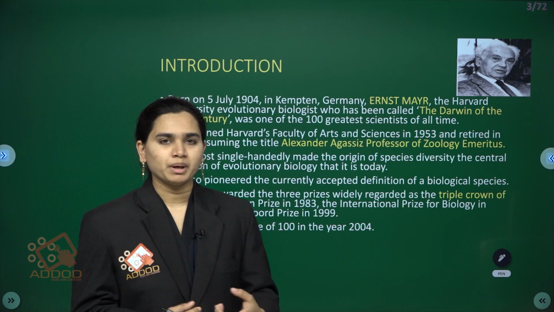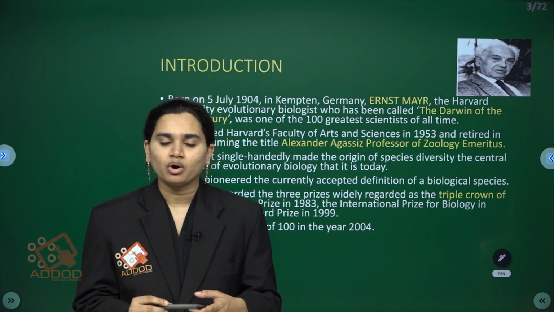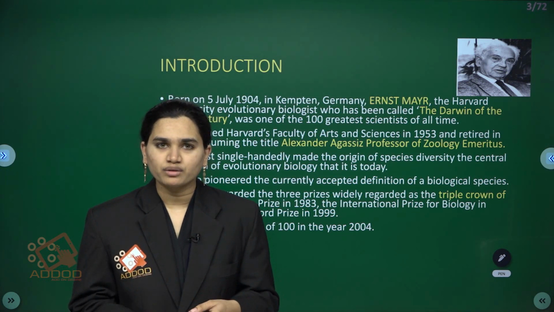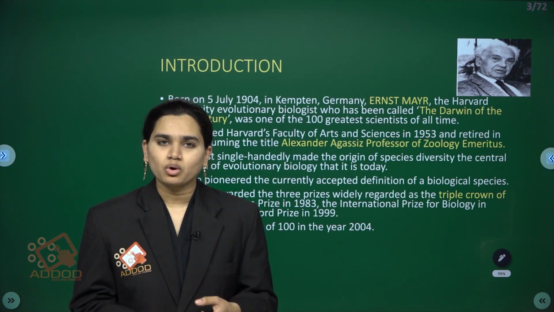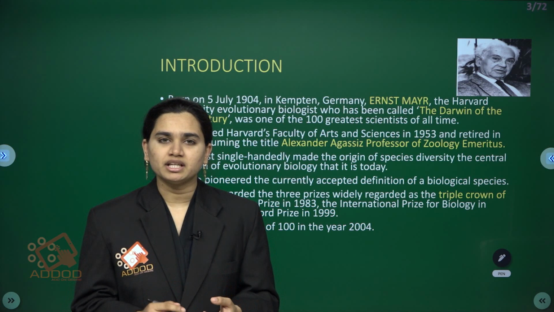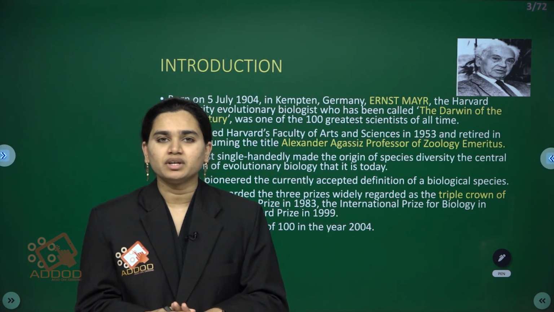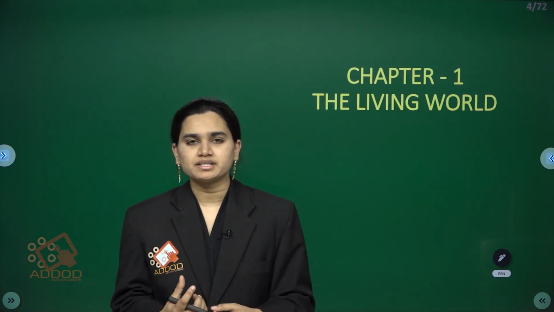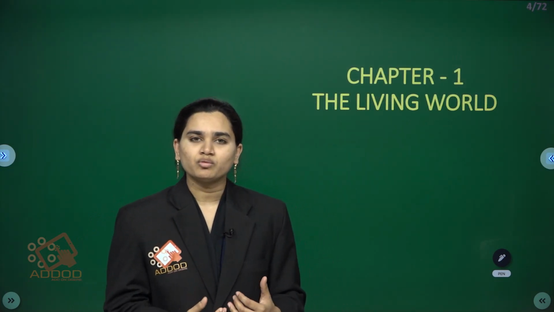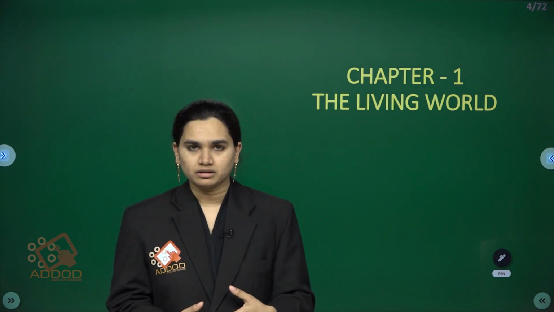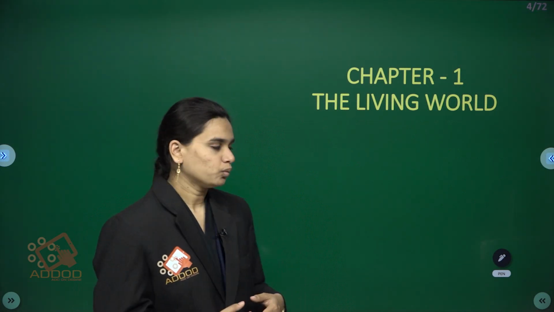So what you need to remember here is that Ernst Mayr is called the Darwin of the 20th century. He is also called the Triple Crown of Biology. And the present definition of species that we use was given by Ernst Mayr. These are the 3 contributions by him. So that was a bit of introduction about the scientist Ernst Mayr. Now let us move on with the first chapter in this unit, that is the living world.